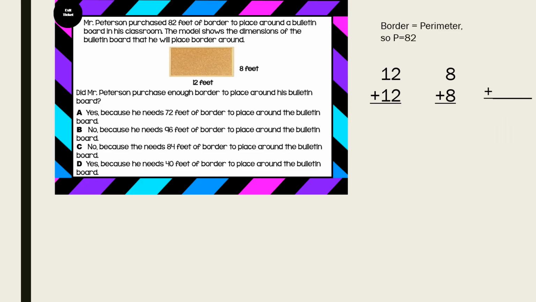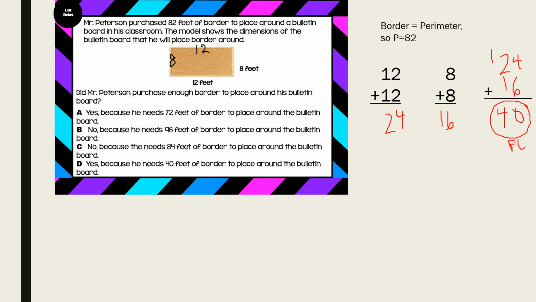Okay, so to solve this, I would start by adding up all my sides to see what the border actually is. And then we'll see if he has enough. So 12 plus 12, 2 plus 2 is 4, 1 plus 1 is 2. Now I've got 24. 8 plus 8 is 16. So I'm going to add those parts. 24 plus 16. 6 plus 4 is 10. Carry the 1. 2, 3, 4. Okay, so the border of the bulletin board is actually 40 feet.